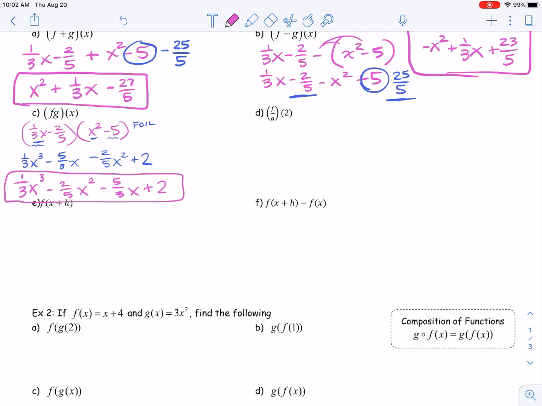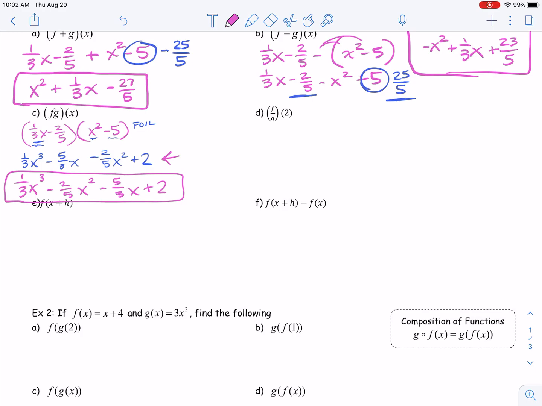Okay, this is not wrong. I will not take off points for that unless the directions specifically say write it in descending order. But that is the right answer as well as what is in my box. All right, and then part D, we're going to do that division.